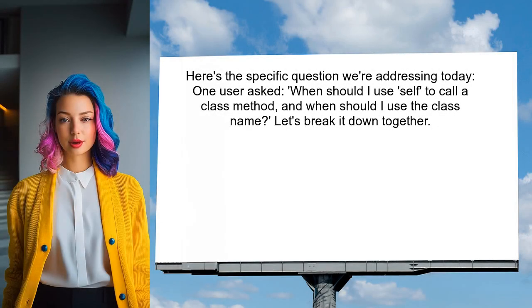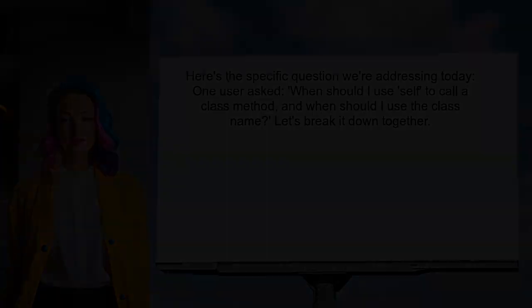Here's the specific question we're addressing today. One user asked, when should I use self to call a class method, and when should I use the class name? This is a common point of confusion, so let's break it down together.